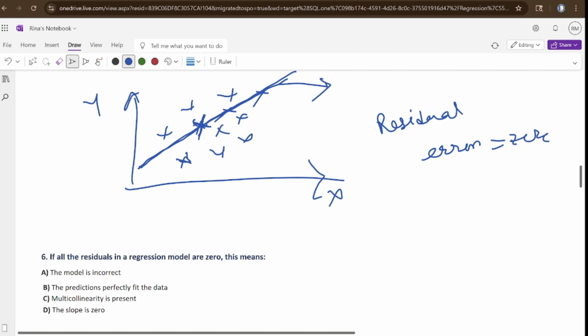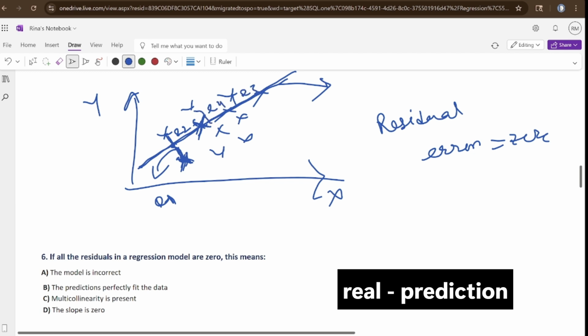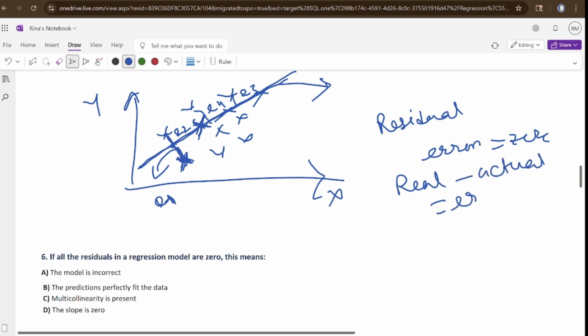So very good. Error is 0 here. But for this data point, this is the real data point, but what is your prediction? Your prediction is somewhere here. So there is a difference between real and prediction. So there is an error. So this error, let's say E1. For this point, error E2. For this point, error E3. Error E4. So the difference between the real and the predicted is called the error, and when you add all the errors, then you get the total sum of residuals. Okay, so the error is the residual here.